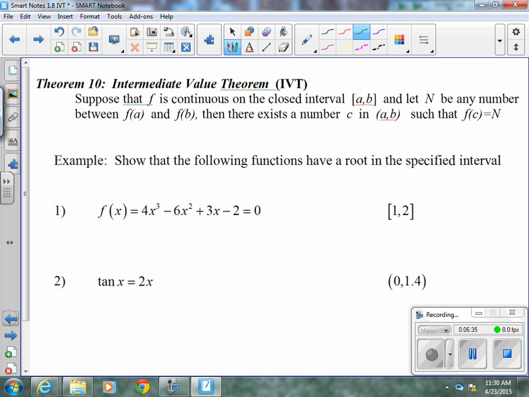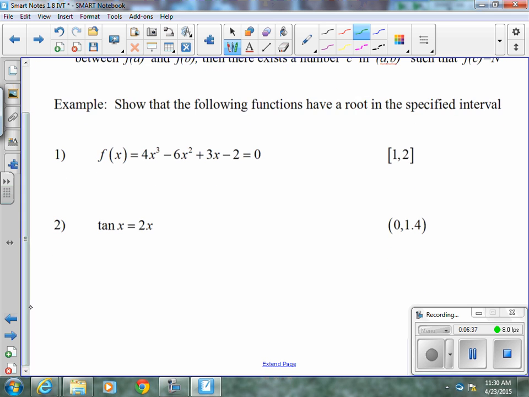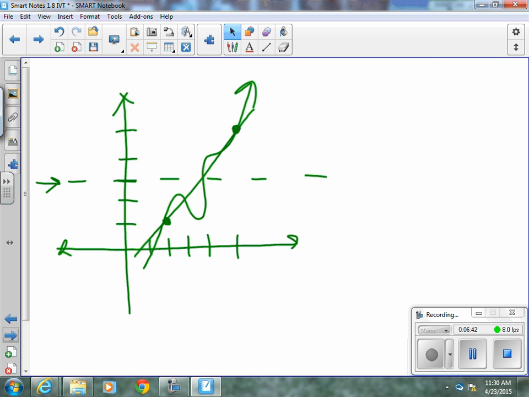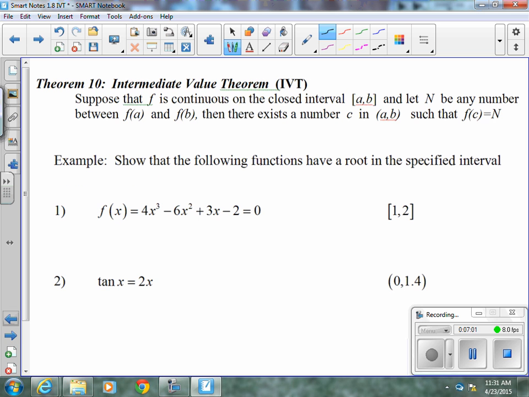So, our examples here say, show that the function has a root in the specified interval. If you have a function and you want to know if it has a root, it's a continuous function. That means some point's going to have to be below the x-axis and some point's going to have to be above. If it's continuous, it means they're connected, can be drawn without lifting your pencil, then it has to cross that x-axis somewhere. So, all we do is take f of 1 and f of 2 and hope that one is positive and one is negative.